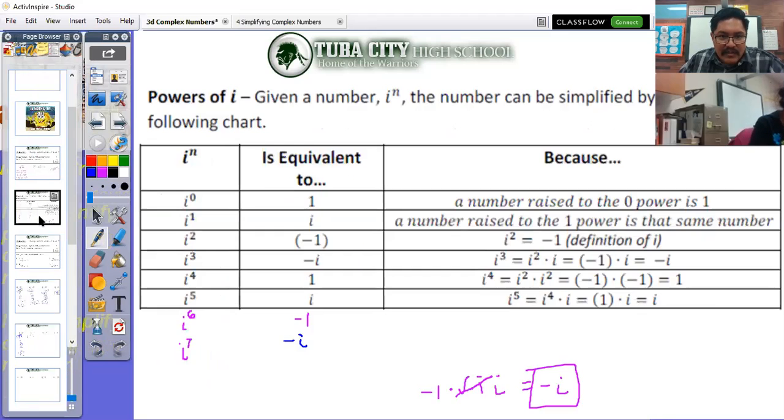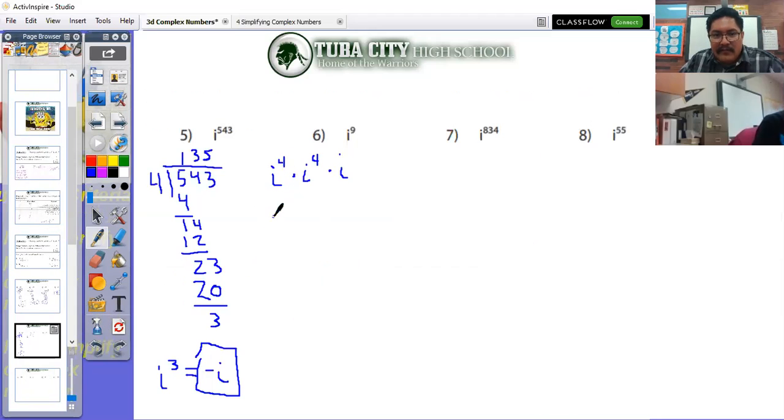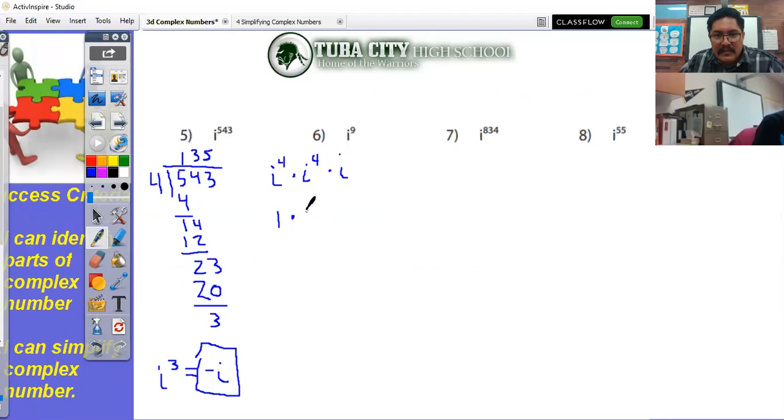Now we know from the chart, i to the 4th power is equivalent to 1. So if I evaluate i to the 4th power, I get 1 times i. And we also know from the properties of numbers that 1 times anything is not going to change anything. It's just going to stay whatever number it was, what we call the identity property. So multiplying something by 1 doesn't affect the value of the number. So in this case here, I end up with just i.